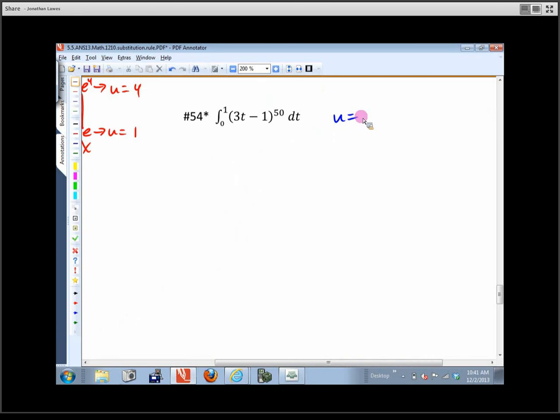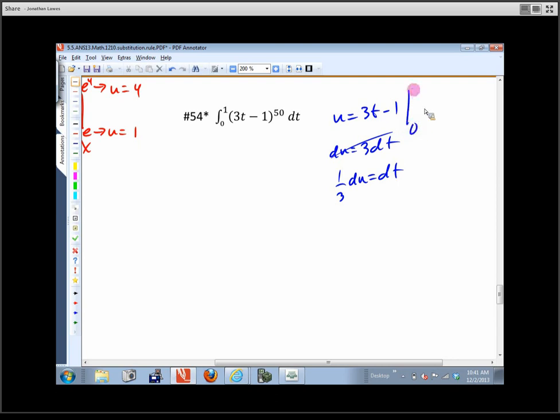What would we choose for u? Inside the function, again, two terms, one of them is a constant. So if I choose this to be 3t minus 1, then du is 3 dt. I just need a dt, I don't need this, so I'm going to do 1/3 du is the same as dt, and I'm going to change everything here.